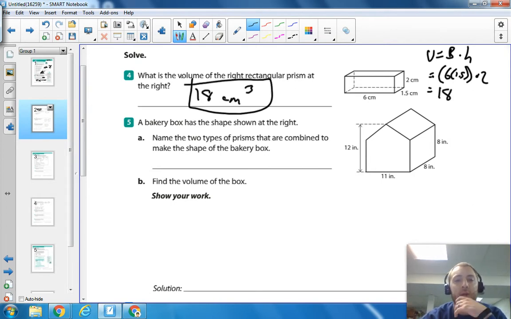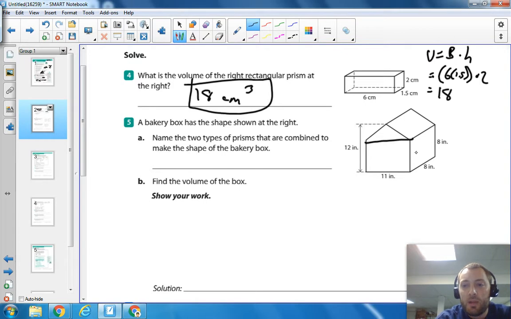A bakery box has the shape shown at the right. Name the two types of prisms that are combined to make the shape. Find the volume. So this is called a composite 3D figure because there's more than one shape that makes it up. If you cut it across here, there's a rectangular prism on the bottom, and on the top is a triangular prism.